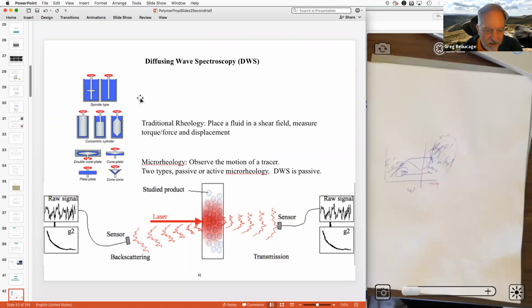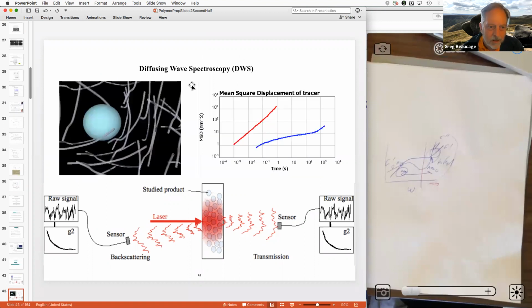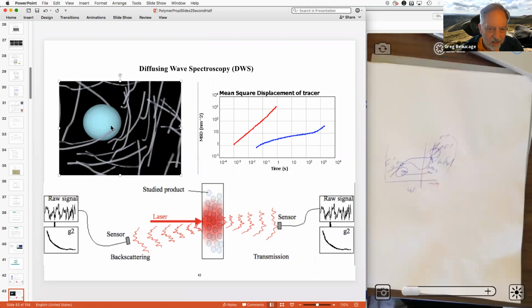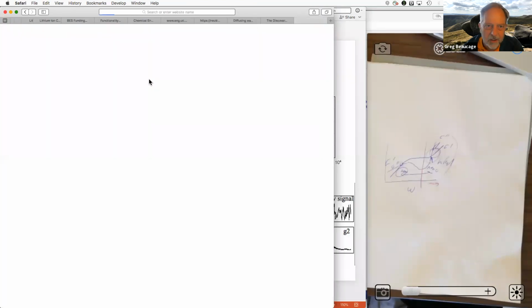Then they do a dynamic light scattering measurement. So they measure this noise pattern, and they get a G2, a decay function, and then you can relate that G2 to the motion of the particles. This is a hyperlink. It goes to like kind of a wiki page that shows this video.